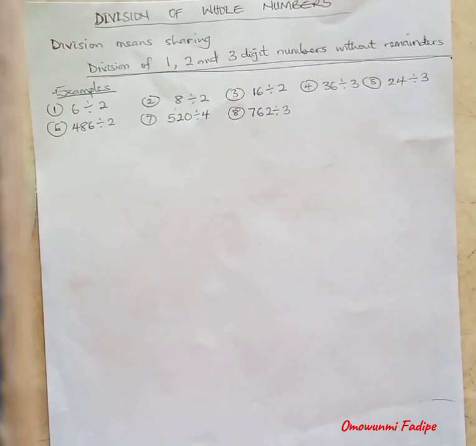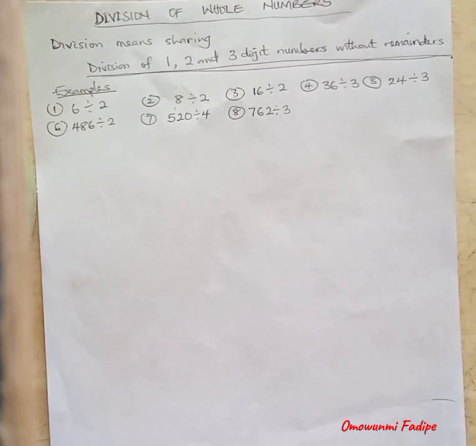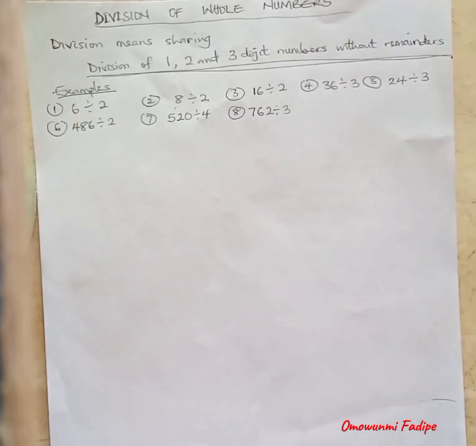Division means sharing. That means you want to share something. But here we are talking about numbers. There are different ways of doing division, and moreover, there are different numbers that we can divide. Some numbers are just 1 digit, while some are 2 digits. Some have 3 digits. After we divide, some will have remainder, while some will not have remainder.